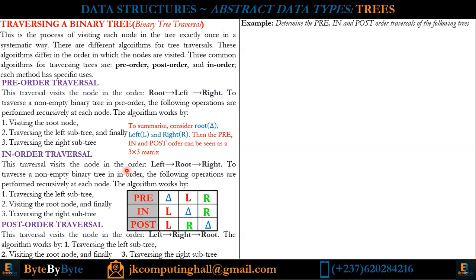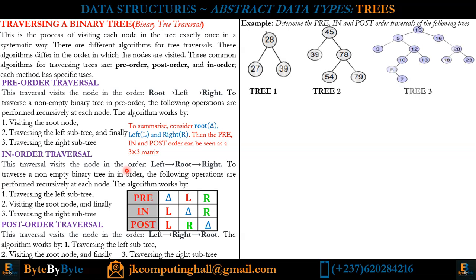Let us proceed to an example. Determine the pre, in, and post order traversal of the following trees. So these are the three: tree 1, 2, and 3. Let us proceed. Solution. For tree 1, the pre-order is going to be what?